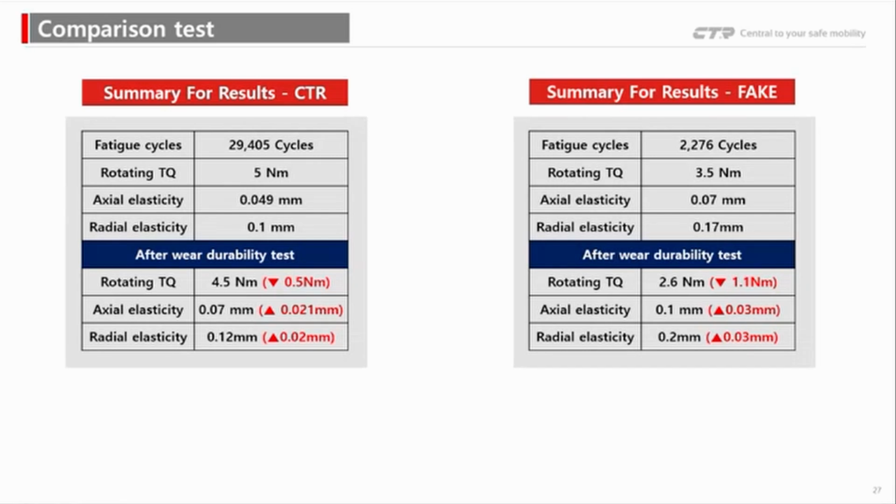Elasticity, axial and radial: CTR shows only a small increase in axial and radial elasticity after testing, remaining within the safety limit. On the other hand, the fake product shows excessive deformation, especially in radial elasticity, which increased by 0.03 mm, a critical sign of performance degradation. These results clearly show that CTR products maintain higher durability, better torque retention, and lower deformation, ensuring safety and long-term performance.